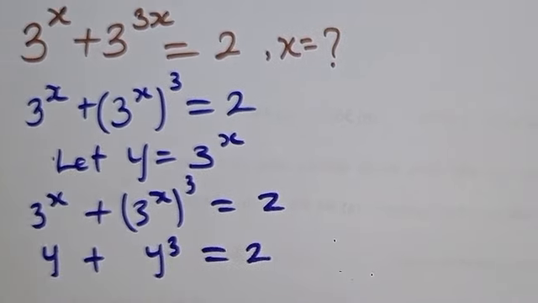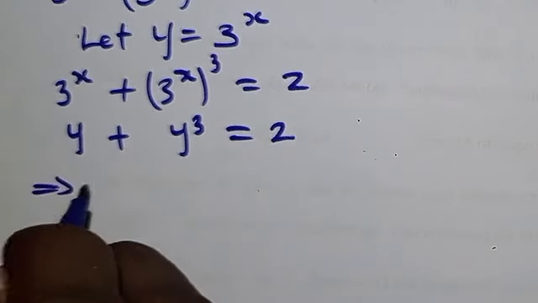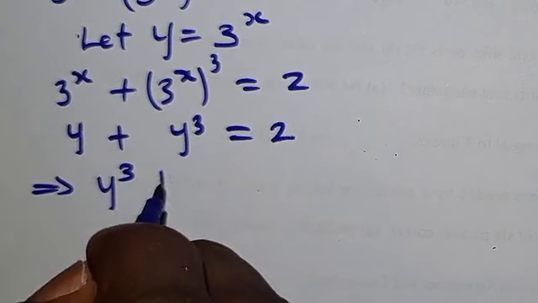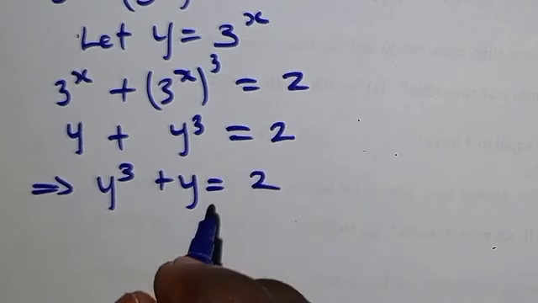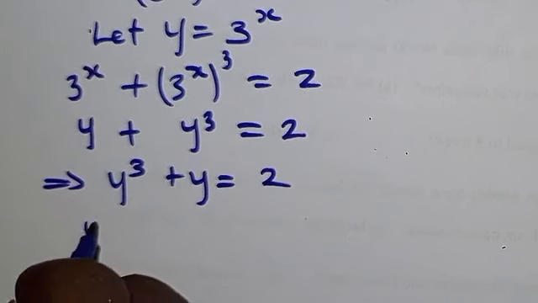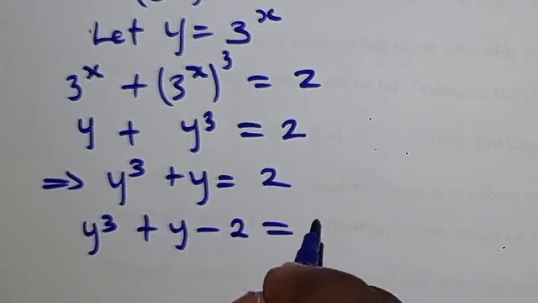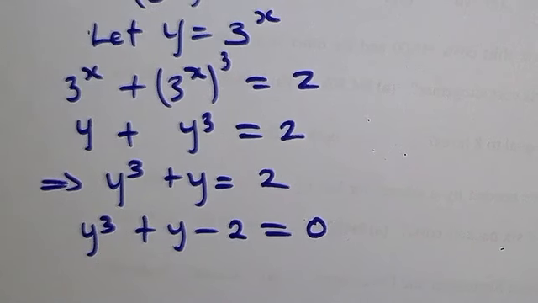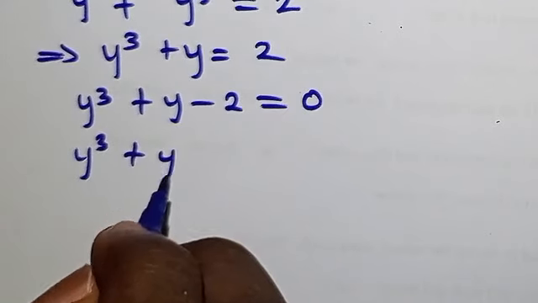Are you following? So now the next thing we're going to do is rewrite this equation. You have y to the power of 3, then plus y equals 2. So we can rewrite this as y to the power of 3 plus y minus 2 equals 0. Are you following? So now from there, what are we going to do next? From here, I can write this 2 here. You have y to the power of 3 plus y.